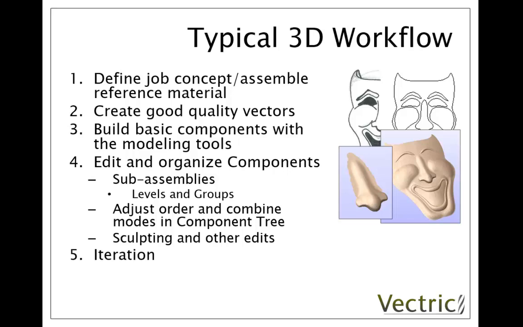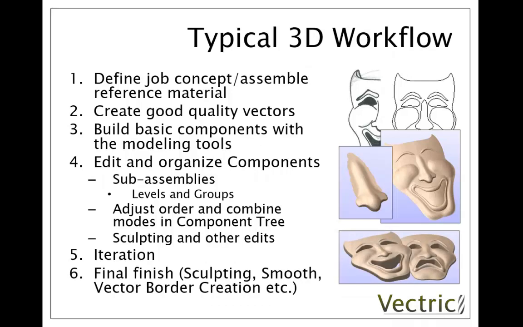Next, as with any project, you're going to iterate through, so you may get to a stage where you need to go back and make changes to something you did earlier based on information that you found out later on in the process. Eventually you'll get something that's very close to being the part you want to machine, and then you may just do some final finishing, so there may be some last minute sculpting or smoothing in order to get the quality or blend of the objects. You may need to create a vector border, basically everything you need to get ready to go over and start creating the 3D toolpaths.